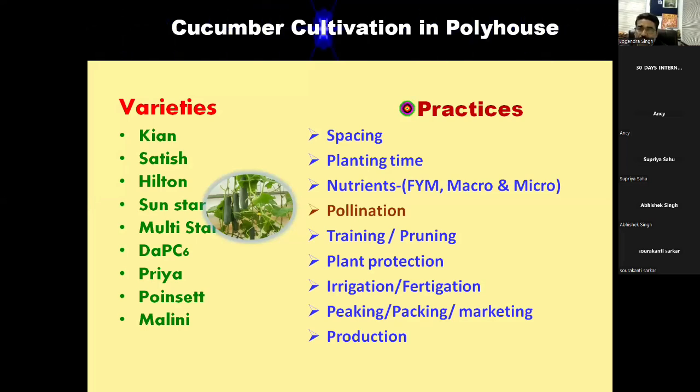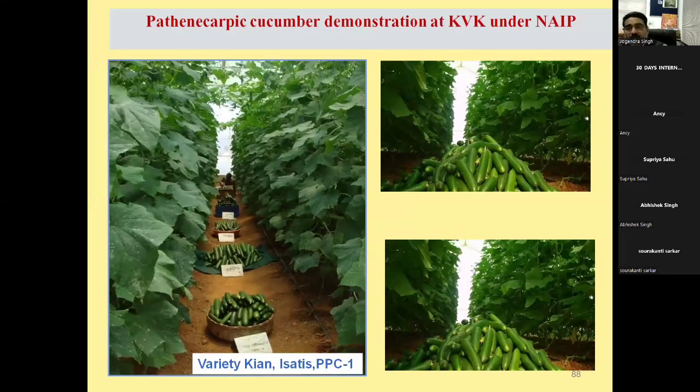A lot of varieties are available in the market. Somebody is calling it English cucumber, somebody polyhouse cucumber, greenhouse cucumber, because scientifically it is parthenocarpic and gynoecious cucumber. So this is a lot of variety: Kian, Citis, Children, Sunstar, Multi-Star, DAPC, Pia, Poinsett, Moldini. All are varieties suitable for polyhouse condition. And this is a view of cucumber production under protected cultivation technology at hill area.